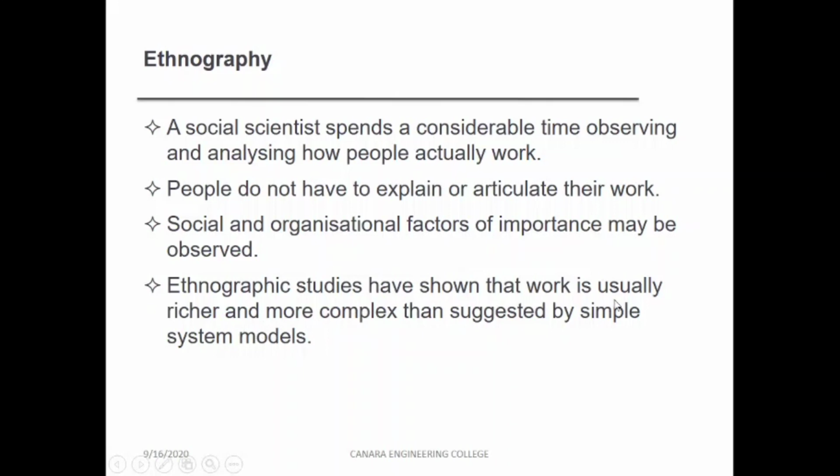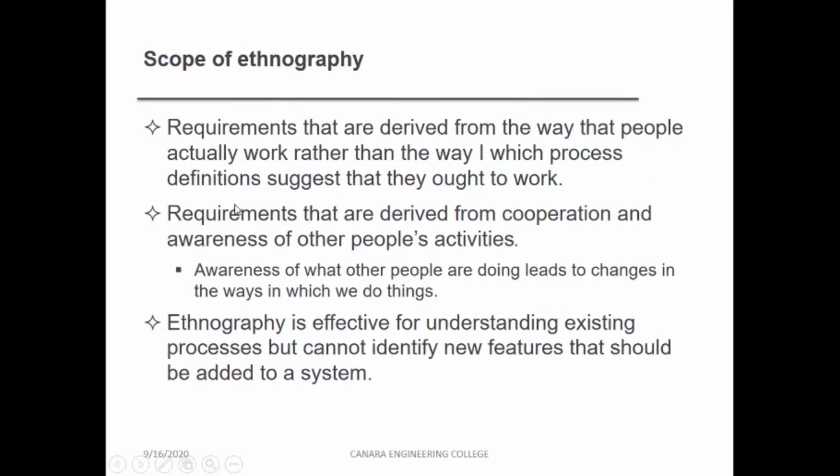Ethnography studies have shown that work is usually richer and more complex than suggested by the system models. The scope of ethnography: requirements that are derived from the way that people actually work, rather than the way process definitions suggest they should work. Requirements that are derived from cooperation and awareness of other people's activities. Ethnography is effective for understanding the existing system process. I'm stressing this word because it shows an existing process of the system, but it cannot identify new features that should be added to the system. So one drawback is that new features cannot be added to the system.